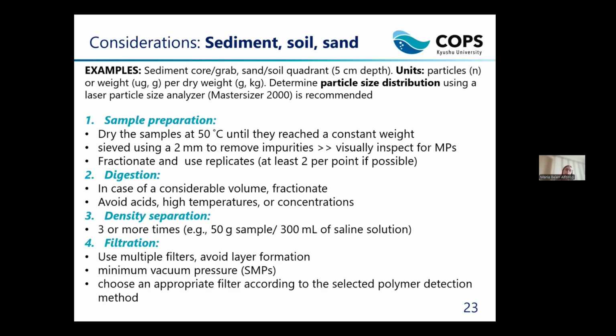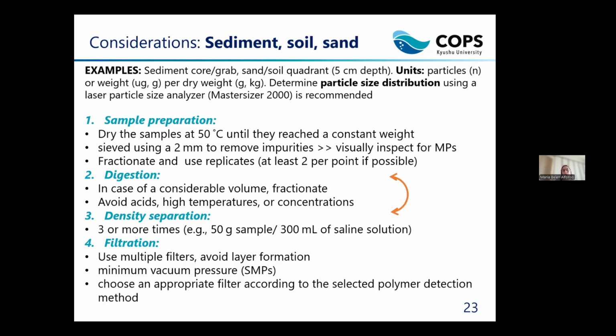Also avoid strong acids, high temperatures, or high concentrations, same as for other samples. And for the density separation, you might need to do it more than 3 times, depending on the inorganic content of the sample. For example, you can put 50 grams of sample in 300 milliliters of saturated saline solution to work with. For the filtration process, please use multiple filters if necessary to avoid layer formation, use minimum vacuum pressure as well for the small microplastics, and choose an appropriate filter according to the selected polymer detection method.